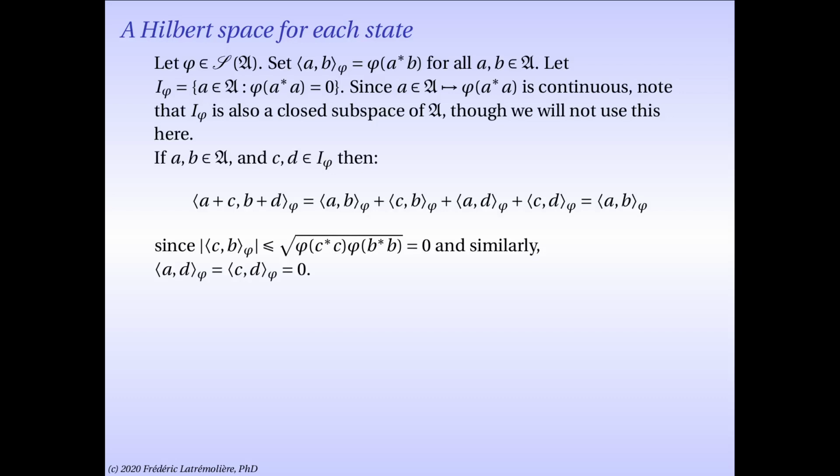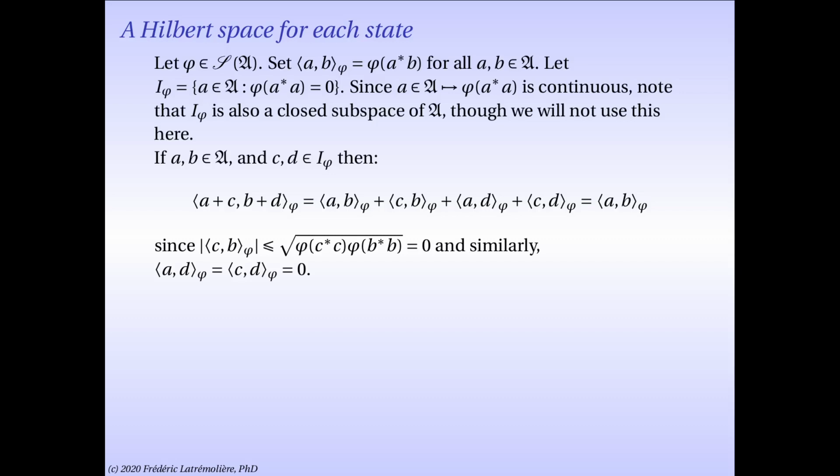Okay, so I'm going to check that if I take two arbitrary elements a and b in my C* algebra, and I add to them two elements that come from this ideal, this kernel of the quadratic form, then I don't change the value of the inner product. That should be expected. I mean, this is the whole point here, of course, of this kernel.